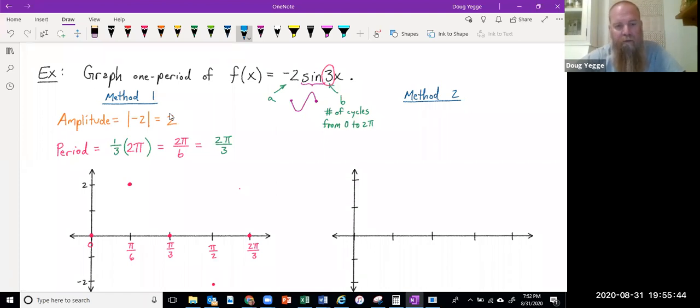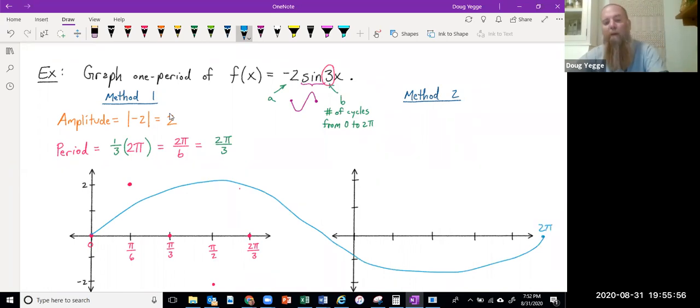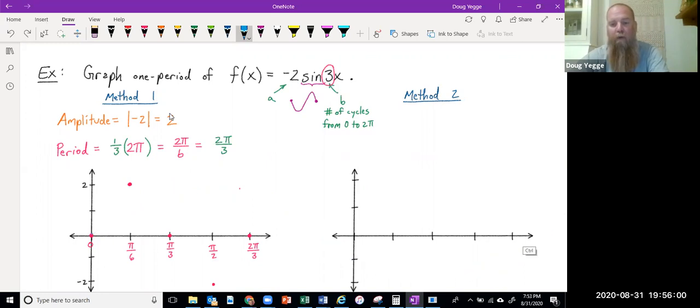And so now you can see that even though the standard period at this point would have been much wider, because it would have ended at, say, 2 pi, now I can see that one period only extends from 0 to 2 pi over 3. And so we're going to graph every graph the same. The only difference is the scaling on our x-axis. So where do we put our actual values?